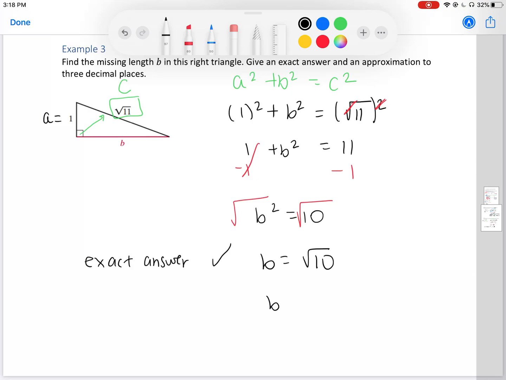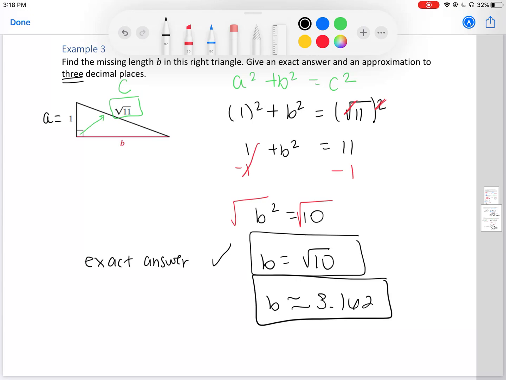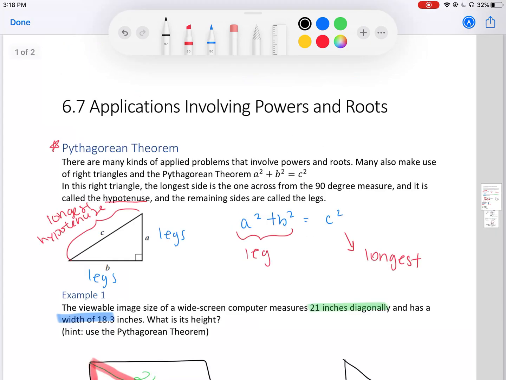We can also round and give an approximation. It wants 3 decimal places in our approximation. So let's use our calculator to find the square root of 10. We get 3.1622, so we have 3.162. These are our two answers. One's an exact answer and one is the approximation. All right, that's it for this section, 6.7 Applications involving powers and roots. Thank you.